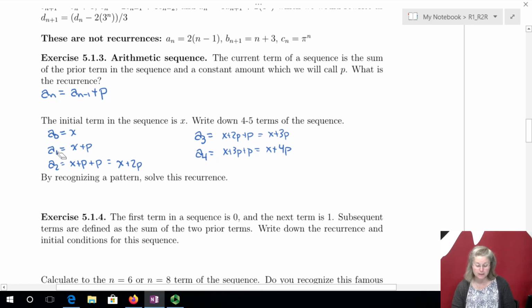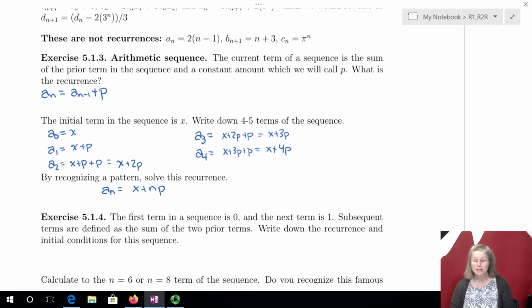There's a pretty clear pattern here. a_0 is equal to x, a_1 is equal to x plus p, a_2 is equal to x plus 2p, a_3 is equal to x plus 3p, a_4 is equal to x plus 4p. I can solve this recurrence. I get a_n is equal to x plus n times p. So there is a pretty obvious pattern and solution right here.